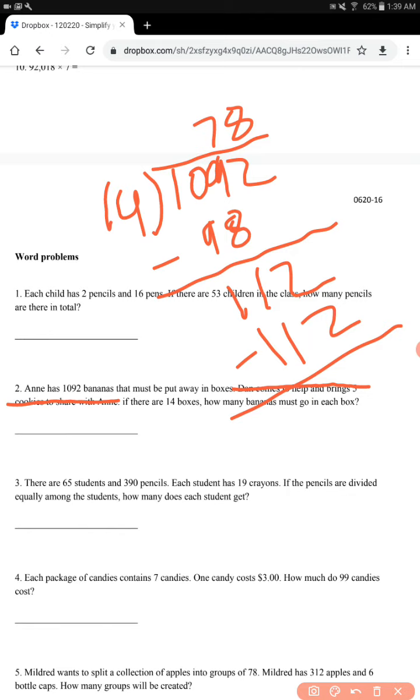It was a little bit confusing to do all that in my head, but the answer is 78. So 78 bananas go into one box, and there are 14 boxes, and that equals 1,092.